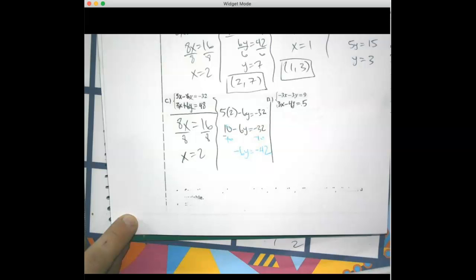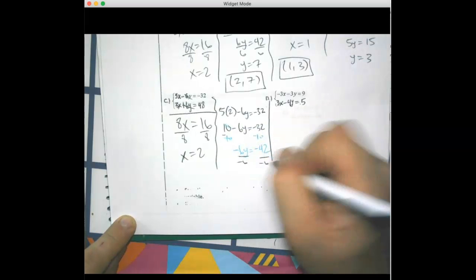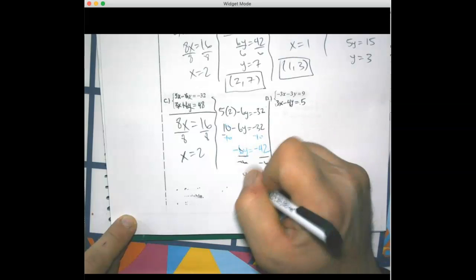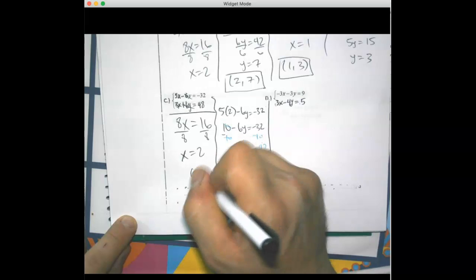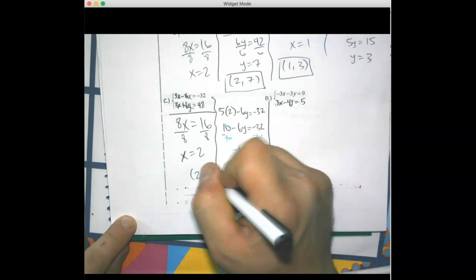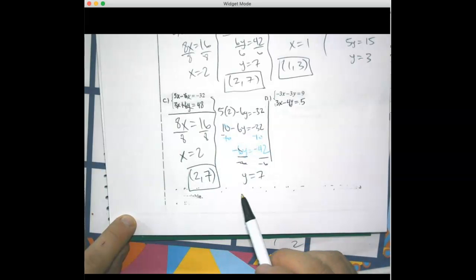Divide by negative 6, and you're pretty much done after that because you have x and y. So negative 42 divided by negative 6 is 7. Don't forget, write your answer as x, comma, y. So 2, 7. And I would give it one last thought here.